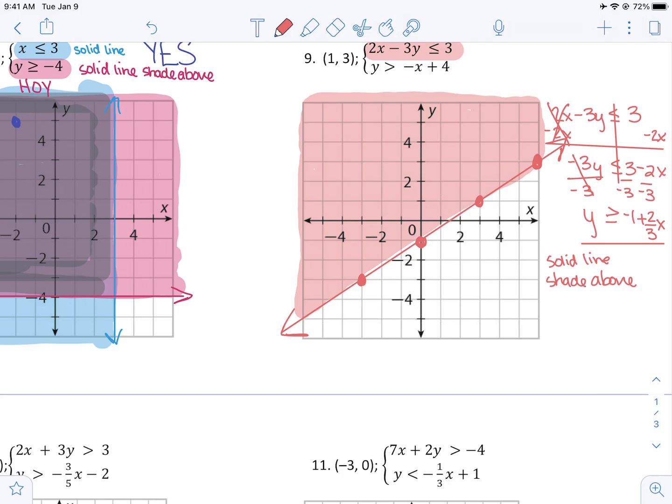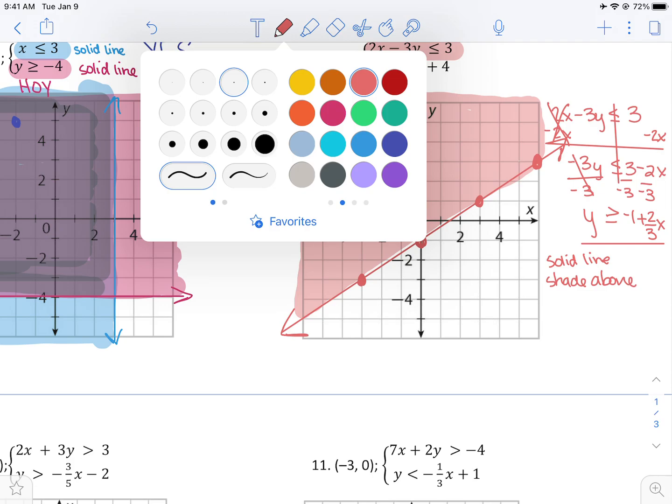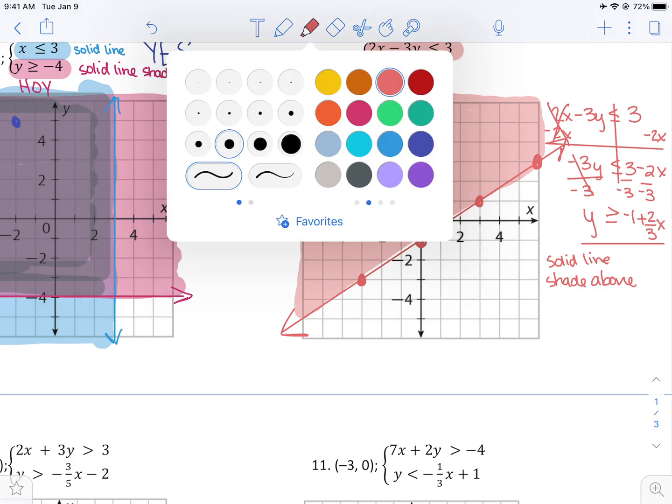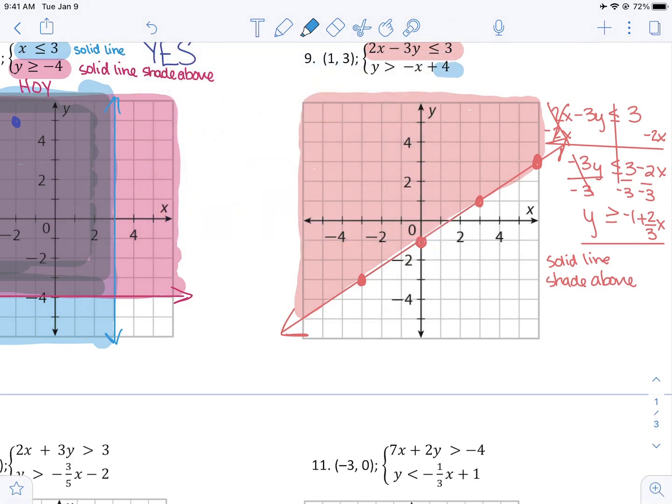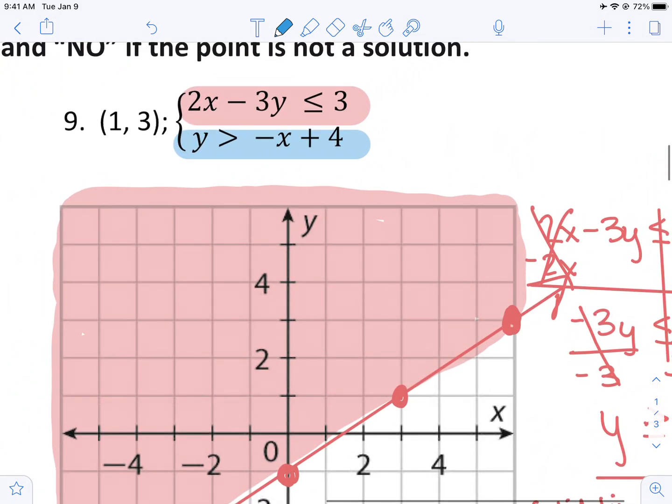Okay, so switch the colors, go to the second graph. So my second line is right here. It already has y by itself, so I'm going to look at the inequality sign. It tells me that I am going to have a dotted line. And it's opening up towards the y, so I'm going to shade above.